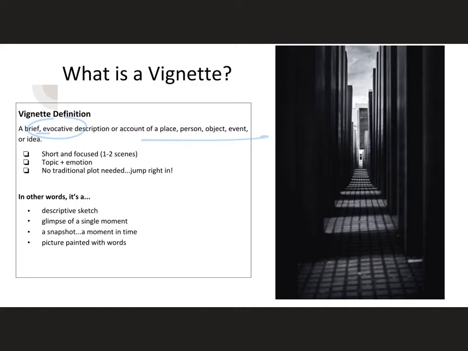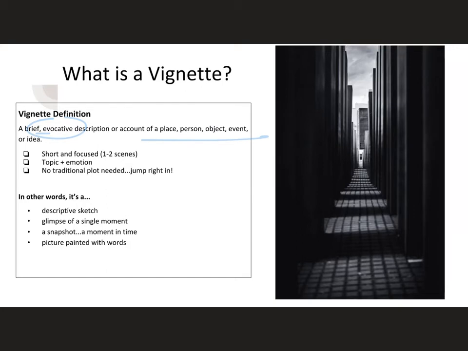So you may find yourself asking, what the heck does evocative mean? Pause this video, look it up. There's a box in your guided notes to write what evocative is. But it's short, it's focused, it's 1 or 2 scenes. It's not an entire story. It's a snapshot in time. It focuses mainly on a topic and an emotion. A vignette always has a dominant emotion threaded through the story, whether it's intense or emotional or sympathetic or suspenseful. The emotion is persistent through the vignette.